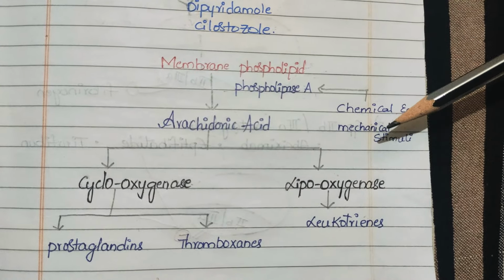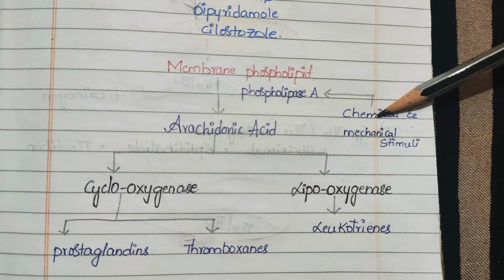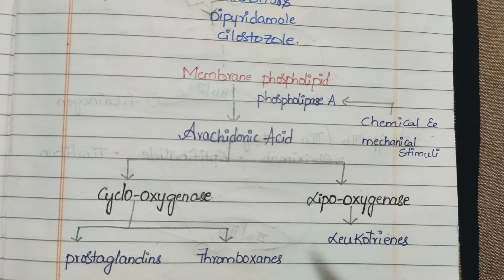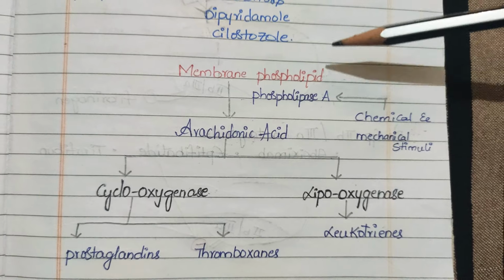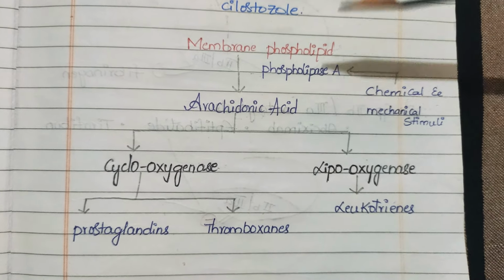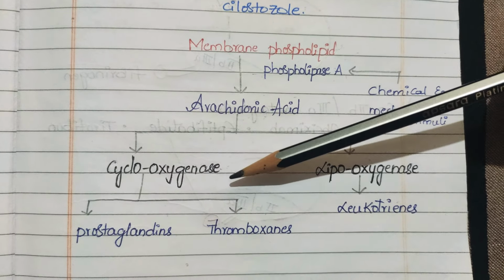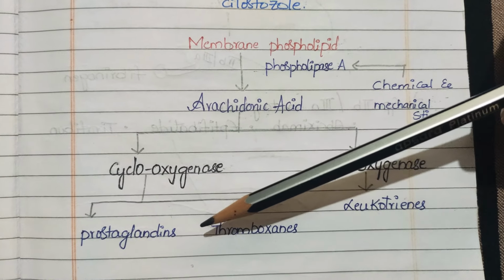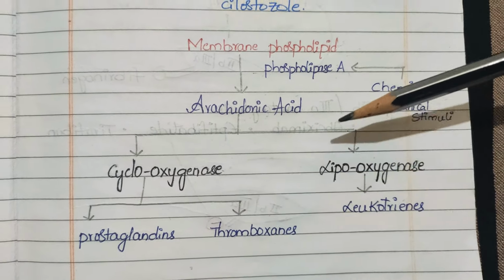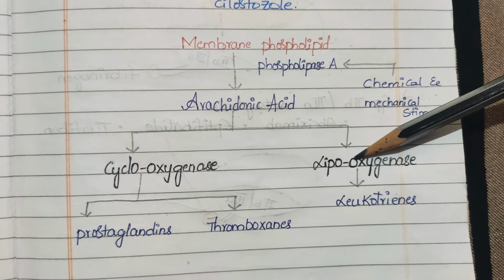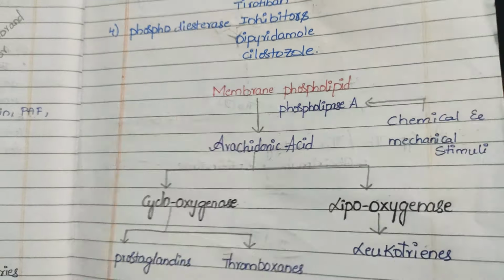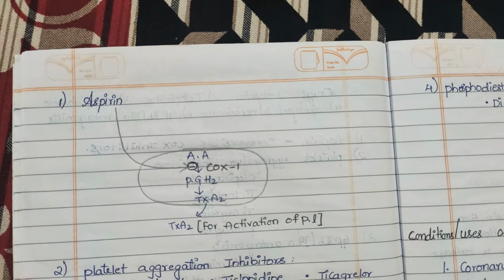When the platelet gets mechanical or chemical stimuli, the phospholipase A, which is present in the membrane phospholipid, releases arachidonic acid. And this arachidonic acid, with the help of cyclooxygenase enzyme, releases prostaglandins and thromboxanes. And with the help of lipoxygenase enzyme, it releases leukotrienes. Now let us move on to the mechanism of action of the drugs.